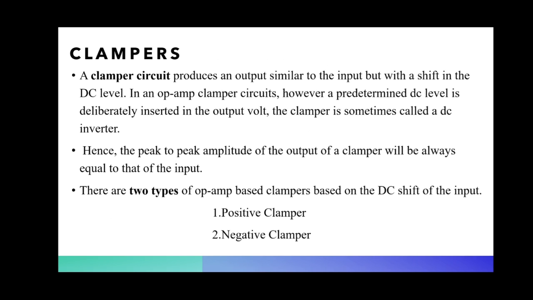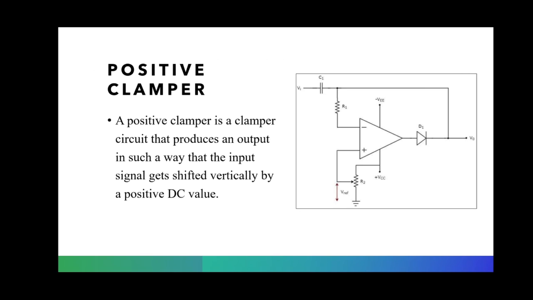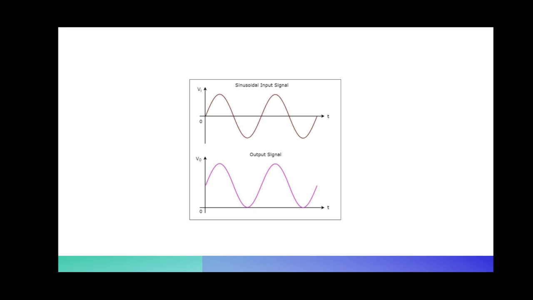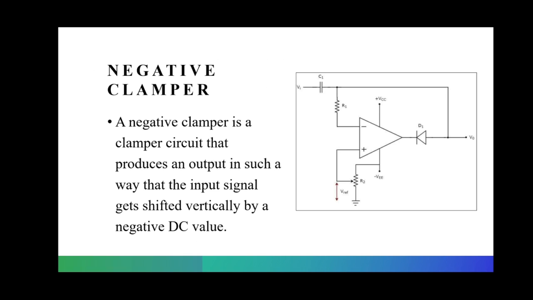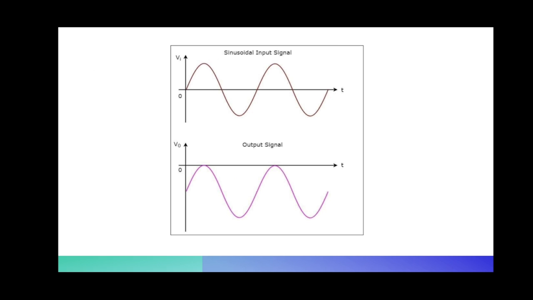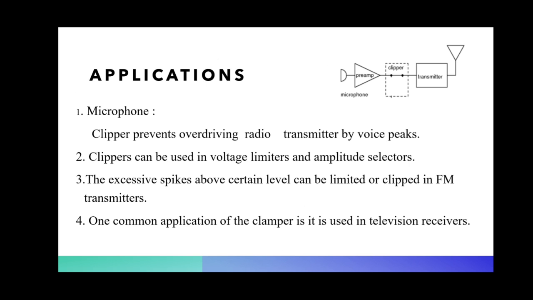There are two types of op-amp based clampers based on the DC shift of the input: positive clamper and negative clamper. Positive clamper. A positive clamper is a clamper circuit that produces an output in such a way that the input signal gets shifted vertically by a positive DC value. And the waveform is here. The negative clamper. A negative clamper is a clamper circuit that produces an output in such a way that the input signal gets shifted vertically by a negative DC value. And the waveform is here.